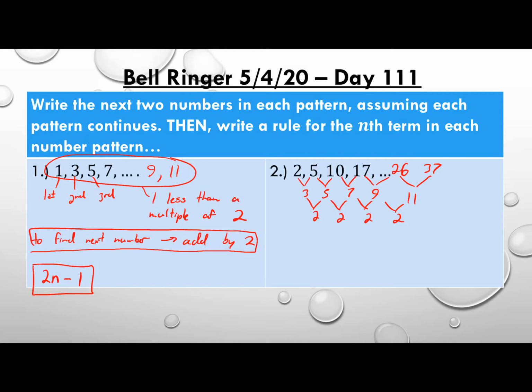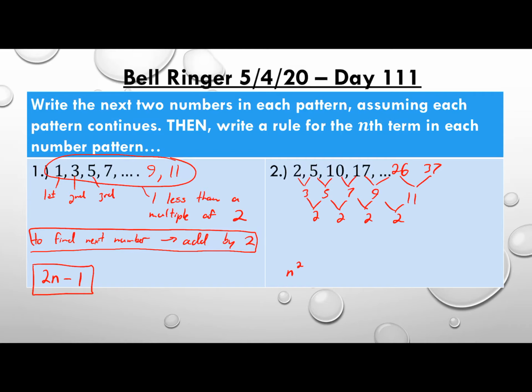Now, whenever that happens, whenever what we would call the second difference, so this is the difference of the numbers, this is the second difference of the numbers, whenever the second difference of the numbers is the same, that is an immediate giveaway that your rule is going to be something squared, so n squared. So n still represents your term number, so n squared. All right. Well, what is it?